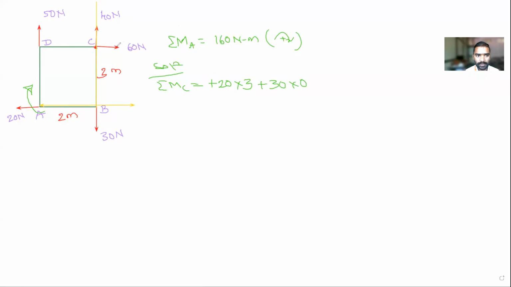The horizontal force is passing through the given point. It means plus 60. How much is the perpendicular distance? It is zero. Next, I will consider the vertical force, 40 Newton. So plus 40. It is also passing through the given point. How much is it producing? It is zero.